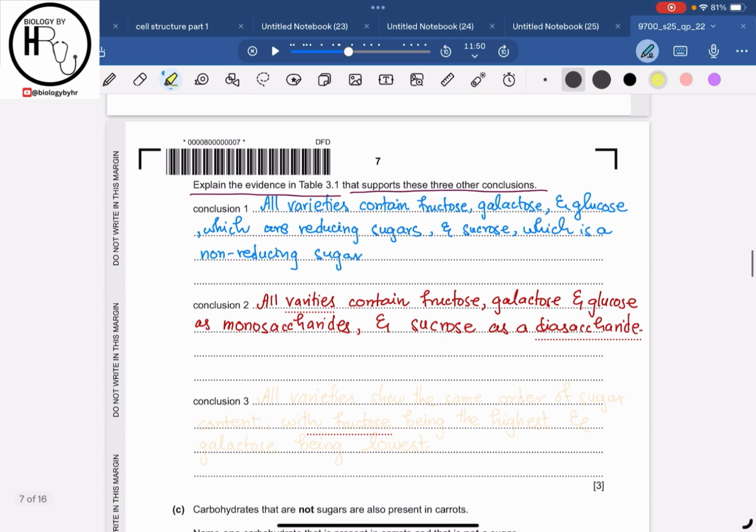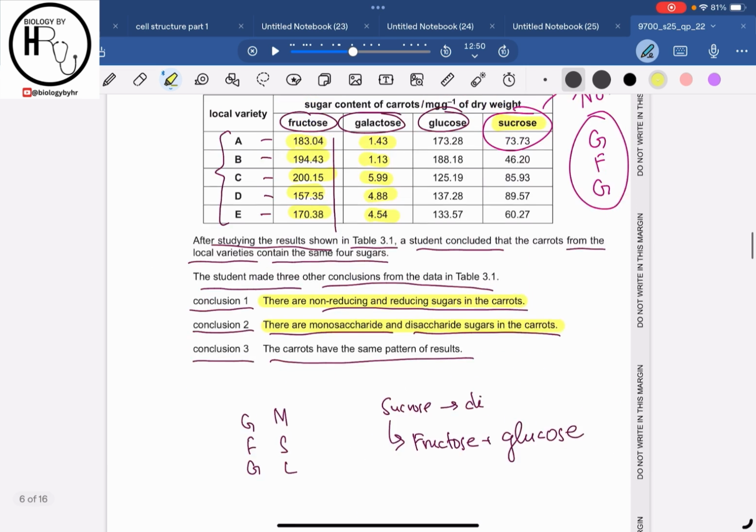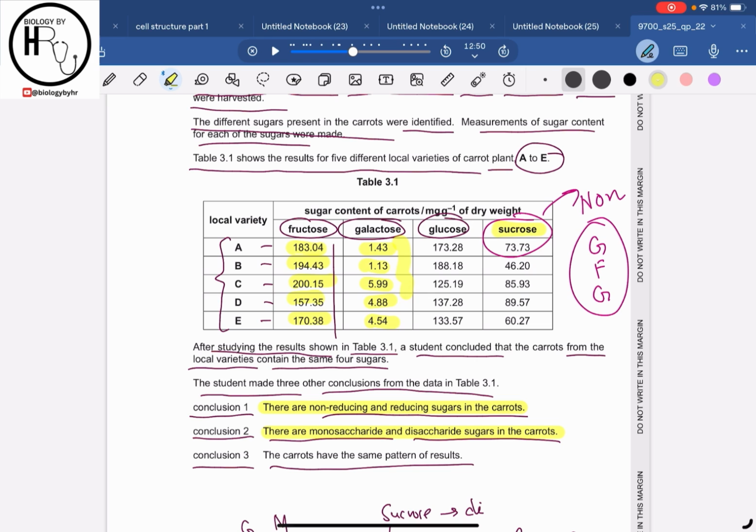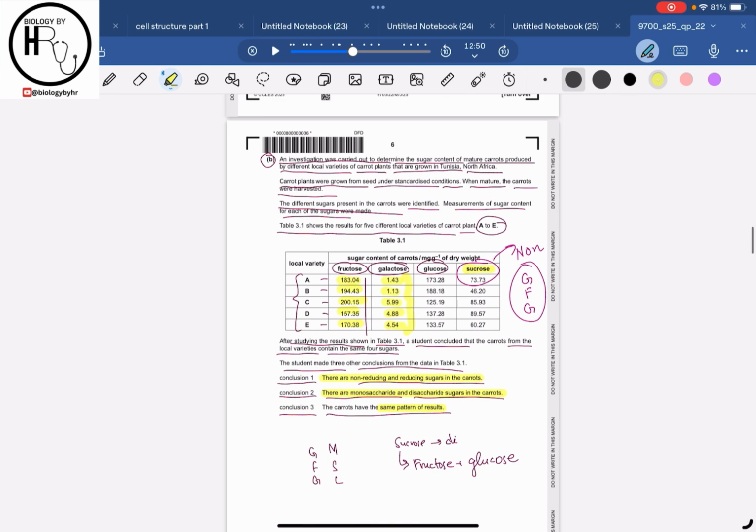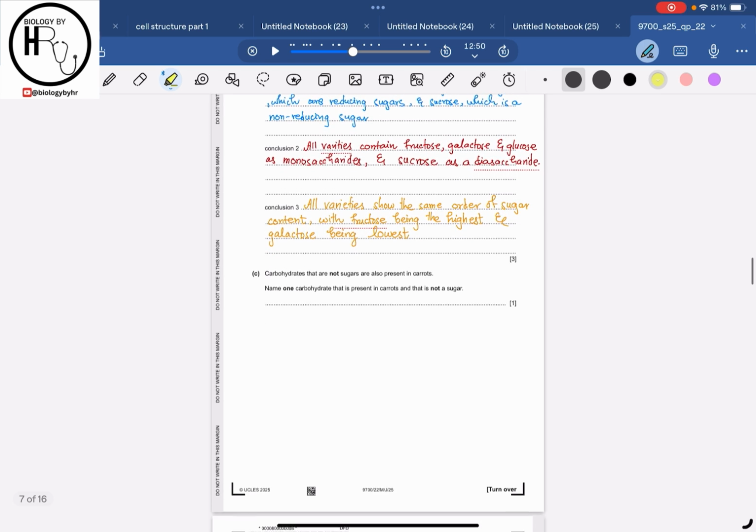So conclusion 3 is basically supported, that all the varieties show the same order of sugar content, with fructose being the highest and galactose being the lowest. So galactose is the lowest sugar in all the 5 varieties, and fructose is the highest sugar in all the 5 varieties. So it is concluded that yes, they follow the same pattern of results. I hope that this part is clear to all of you.